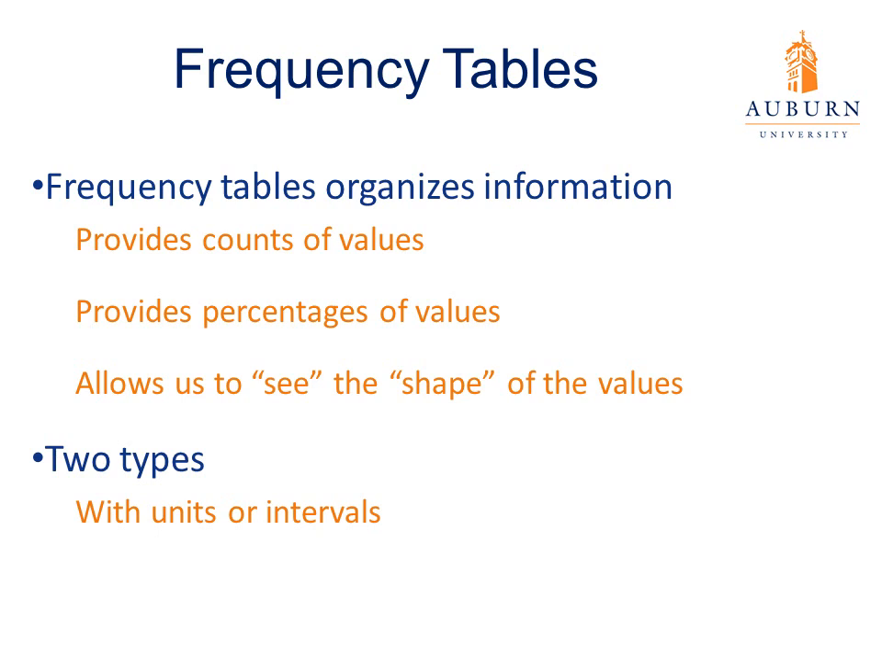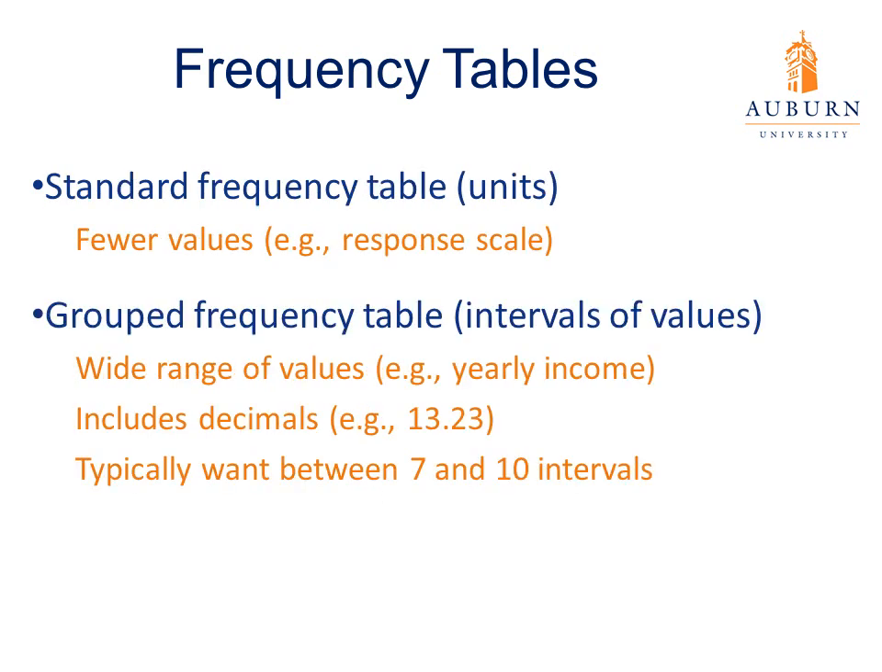Now there are two types of frequency tables, one with units or single values, what we call discrete values, and others with intervals of values or ranges of values. The standard frequency table is used when we have fewer values. These might be cases where we have a response scale or a small range of values, usually less than 10 digits. In most of these cases, the values are whole numbers, but it doesn't necessarily have to be the case. What really matters is how many values you have, and if it's less than 10, you're probably going to use a standard frequency table.